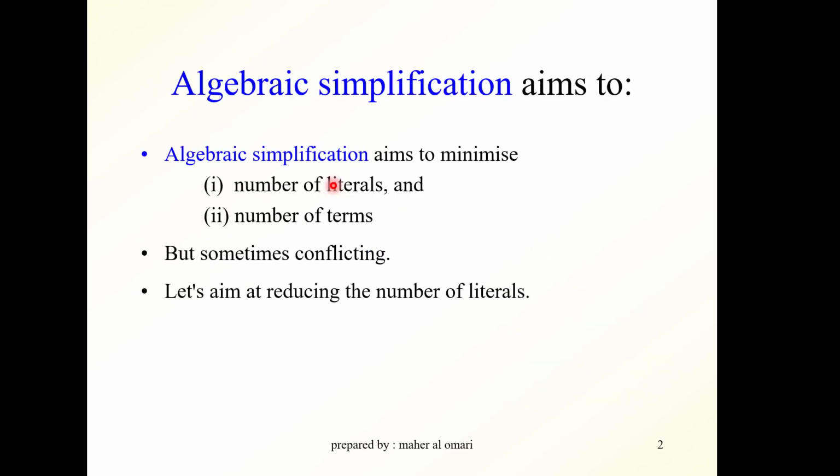Okay, let's start with the algebraic simplification of Boolean functions. What is the aim of this simplification? We aim at reducing the number of literals and the number of terms. But achieving these two goals might sometimes conflict. That means if you try to reduce the number of literals, you might end up with more terms, and vice versa. In our study today, we will talk about minimizing the number of literals.